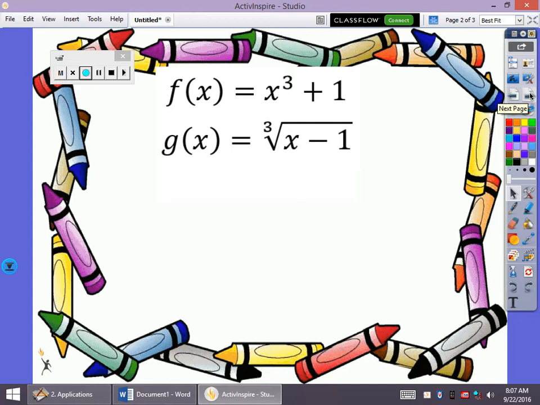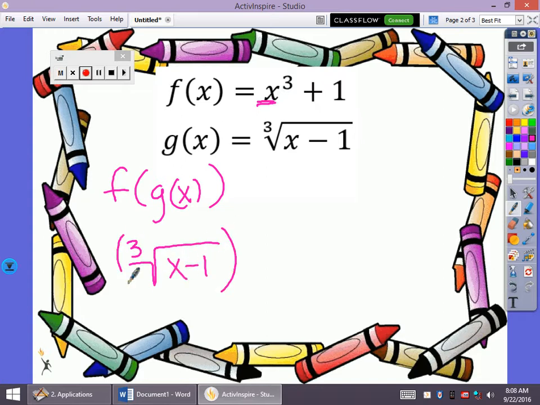All right, so we're going to start with f of g of x. Who would like to tell me what I should be writing on my paper? What's the main function? f is the main function, and I'm going to plug in g. So instead of writing x, what am I going to write? Cubic root of x minus 1, cubed, plus 1. What do I know about cubic root and cubed? They cancel, leaving me with x minus 1 plus 1, which is x. Good? That would be the final for f of g.